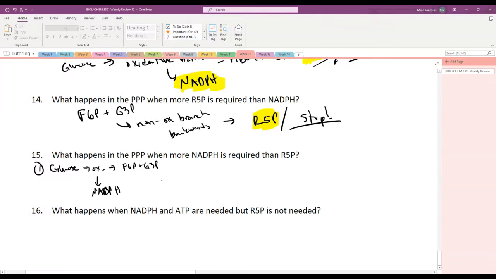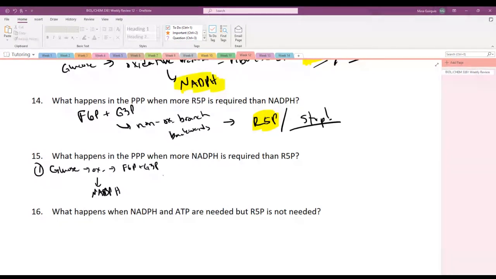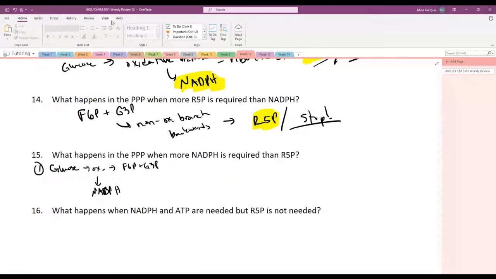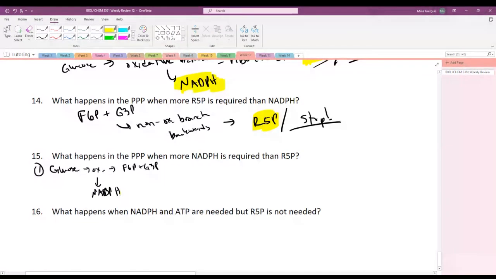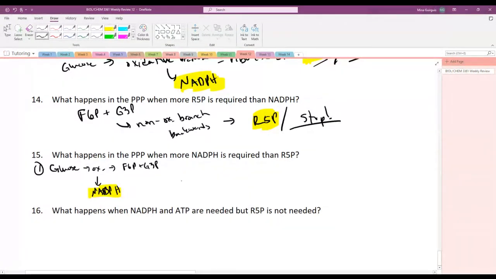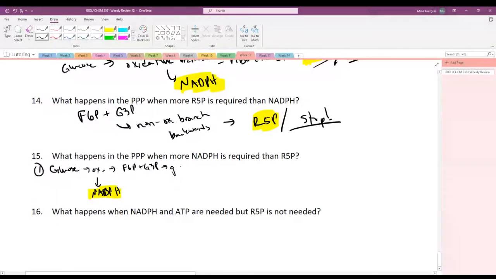But let's say that's not enough NADPH. Okay, we want more of it. Or I should say this is the first situation. Let me put it that way. This is the first situation. If this is enough, then we stop right here, and these two just go on to do glycolysis.